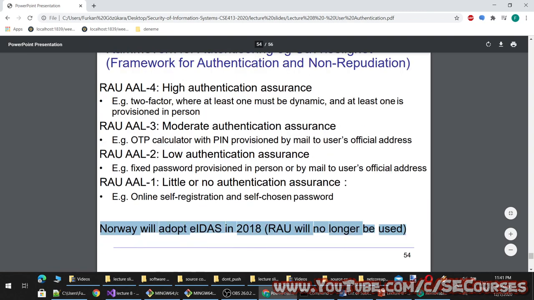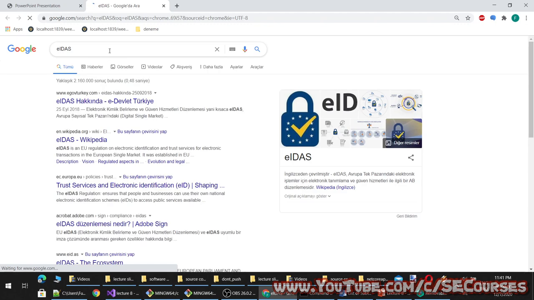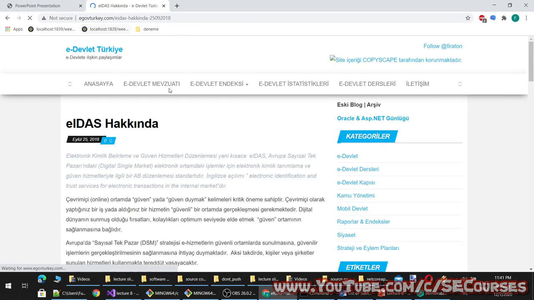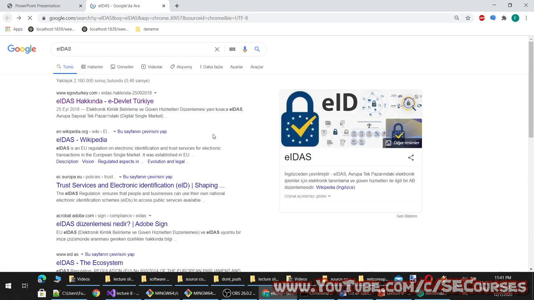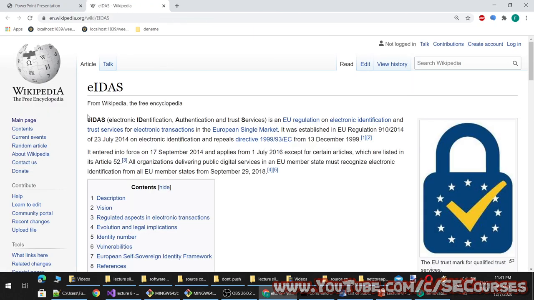Norway will adopt eIDAS in 2018. RAO will no longer be used. So Norway is going to eIDAS. I wonder if Turkey is also on eIDAS. Yeah, looks like we are also on eIDAS. And let's get some more idea related to eIDAS.